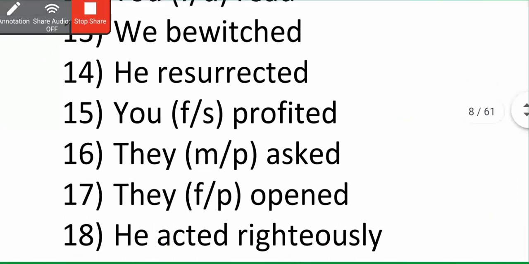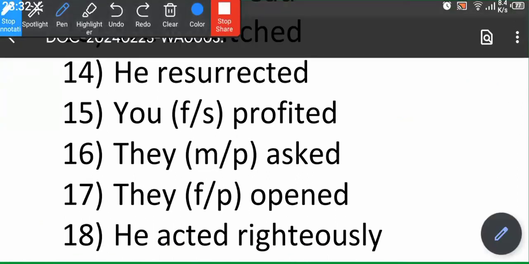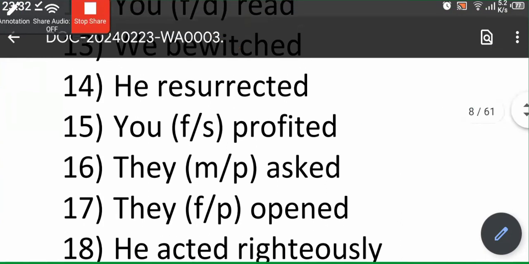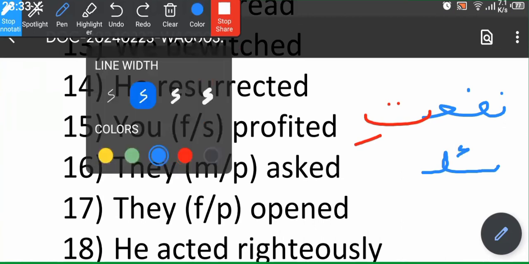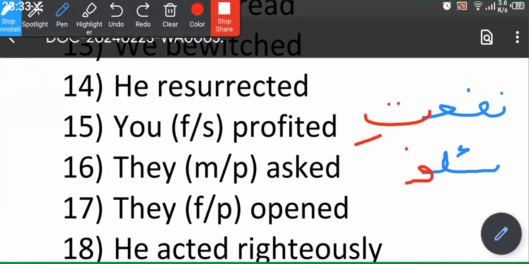So you profited. Profited is نفع. So نفعتي, nafa'ti. You profited. Okay. And then what we have is نفعوا. Ye asked. So for asking is sa'al, سألوا, and then it is waw alif at the end. So sa'alu.